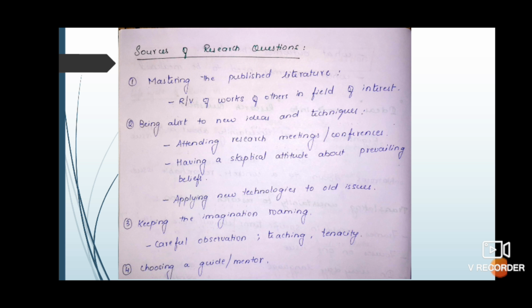And some other things, like applying new technologies to old issues. In this advanced world, we are inventing new technologies, and the inventions of those technologies are not useful unless they are applied on something. So that way we can get the research questions. And some people have some imagination roaming, like some questions which we get from our careful observations in our day-to-day practice, or in teaching, or tenacity. So those ways we can get some research questions. And via a good guide or a mentor also, we get some research questions, who are already experts and legends in the field, and they give some ideas to find out some unanswered questions.